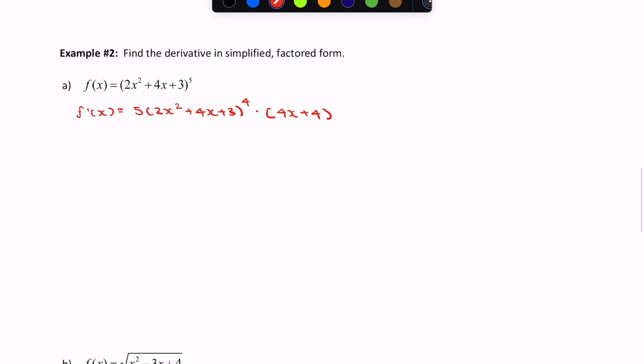So here, we can factor out a common factor of 4 from 4x + 4. So 5(2x² + 4x + 3)⁴ times 4(x + 1). So 5 times 4 will give us 20. So here we have 20(x + 1)(2x² + 4x + 3)⁴.